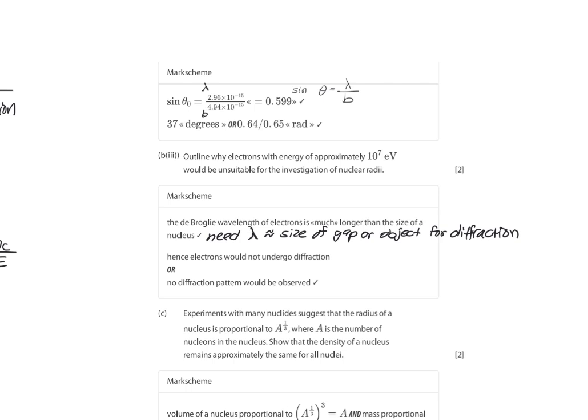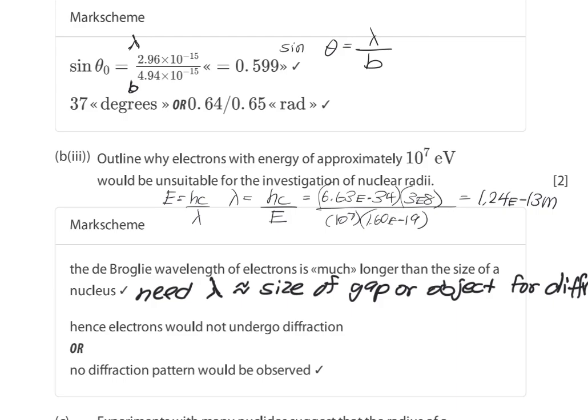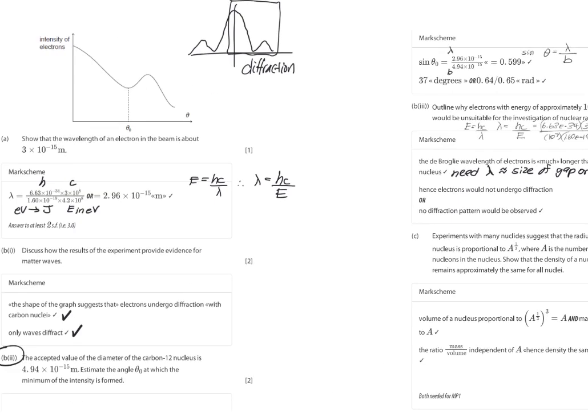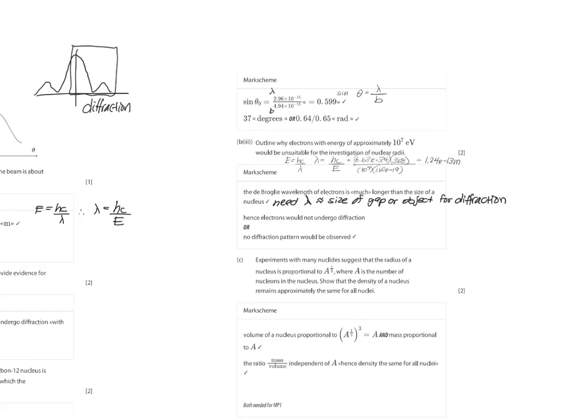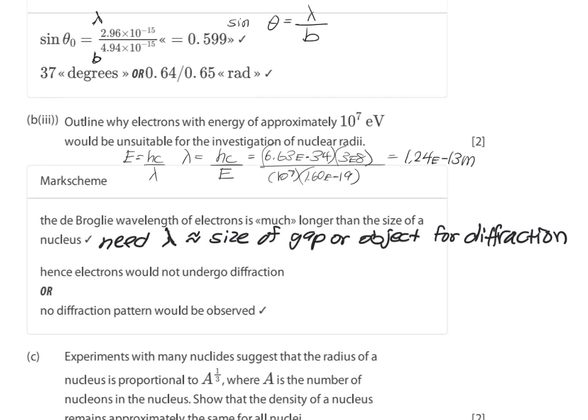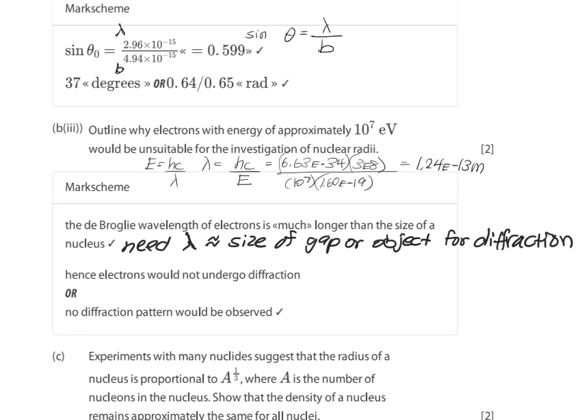Now, how do we know that from 10 to the 7 eV? You're going to have to calculate the wavelength. They didn't show that. You wind up getting 1.24 times 10 to the negative 13 meters, and it says the diameter of carbon is 5 times 10 to the negative 15 meters, so that wavelength is way bigger than that, and that's not going to fly. So no diffraction.